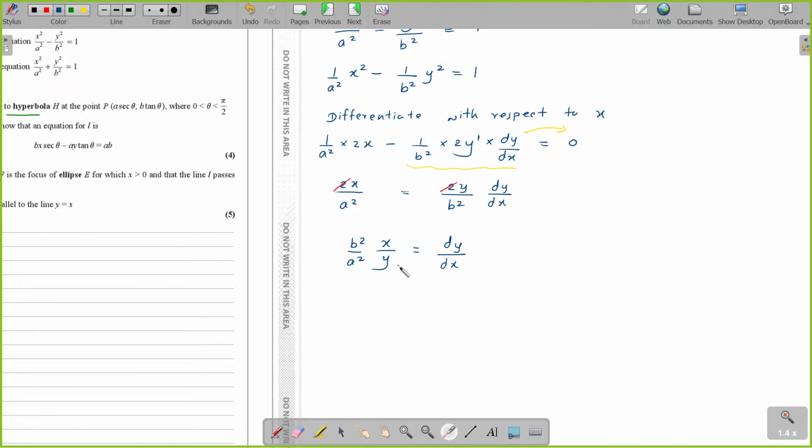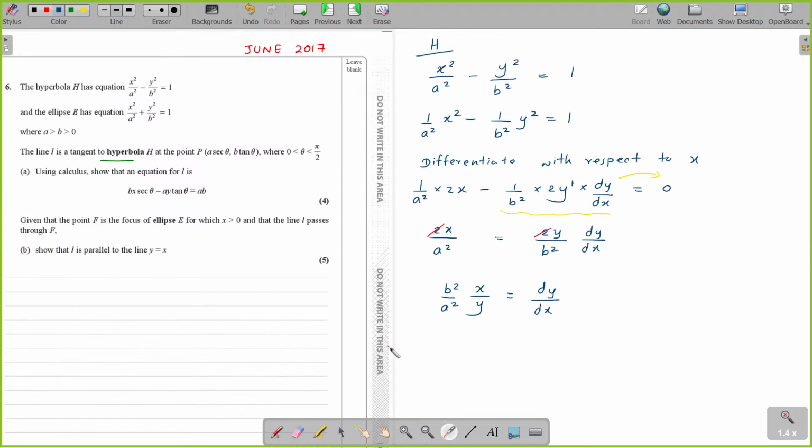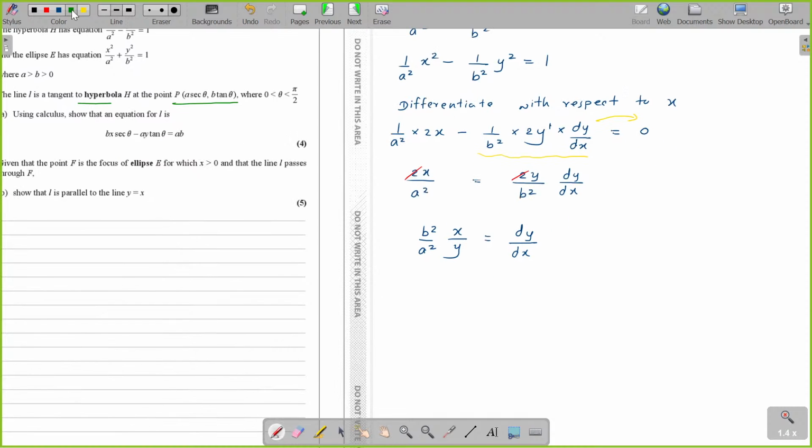So I got dy by dx, this is the gradient of the tangent, and then what do we do? We don't keep the gradient in terms of x and y, right? We need to immediately substitute the coordinates, the place where we are finding the tangent. We are finding the tangent at the point a sec theta, b tan theta, isn't it? Shall we substitute the x and y values? So the gradient will be b square over a square times x over y. x is going to be a sec theta because I'm trying to find the tangent at that point, divided by y is b tan theta.